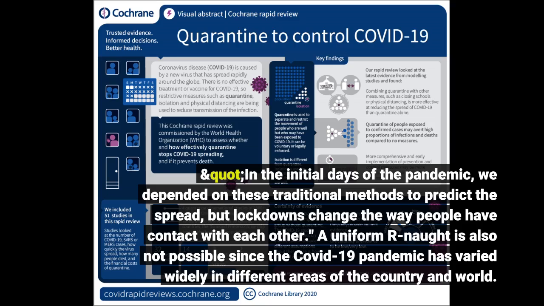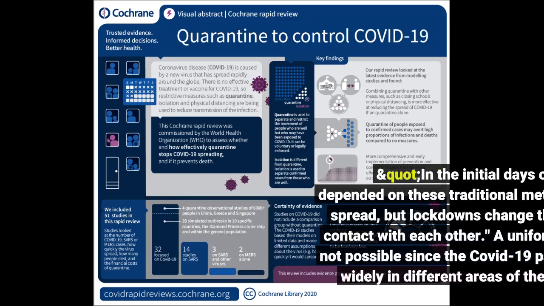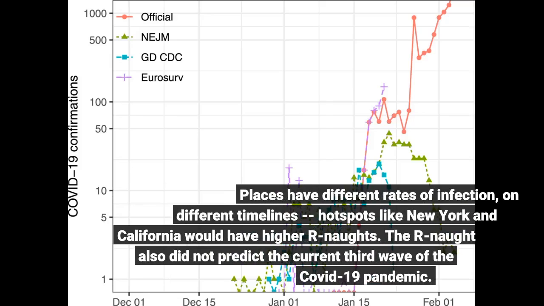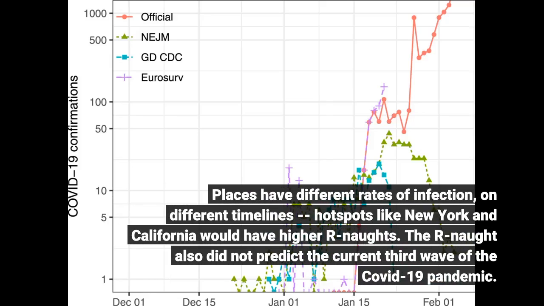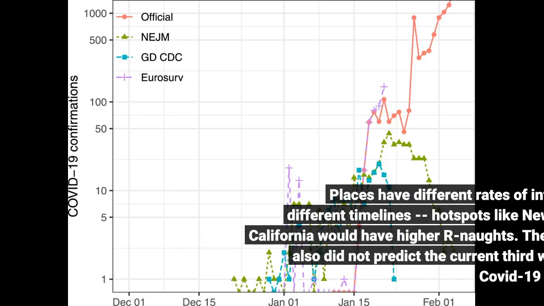A uniform R-naught is also not possible since the COVID-19 pandemic has varied widely in different areas of the country and world. Places have different rates of infection, on different timelines. Hotspots like New York and California would have higher R-naughts. The R-naught also did not predict the current third wave of the COVID-19 pandemic.